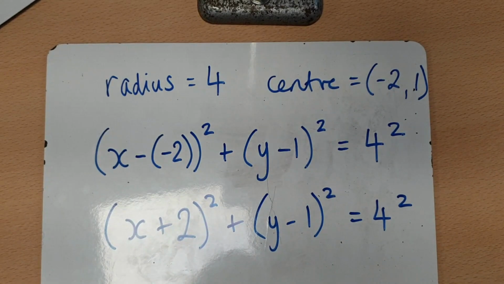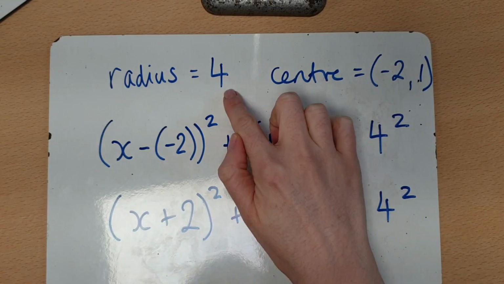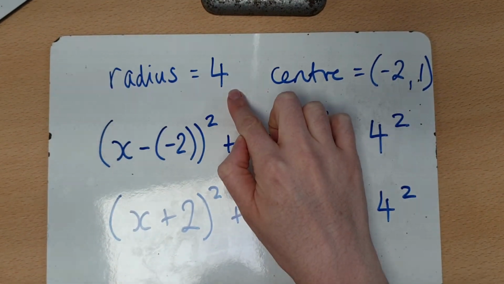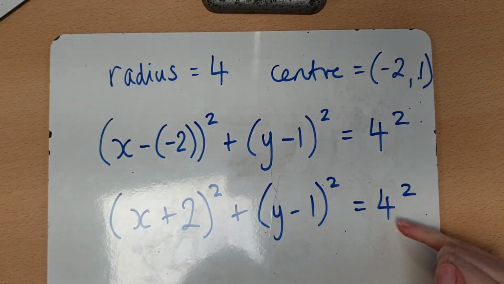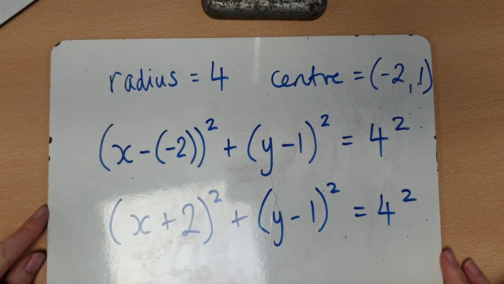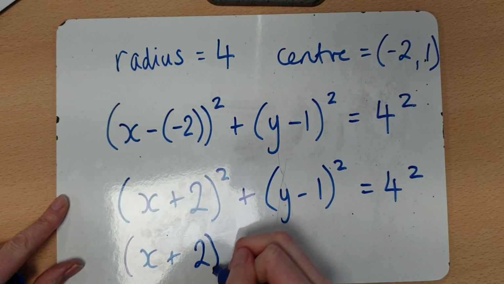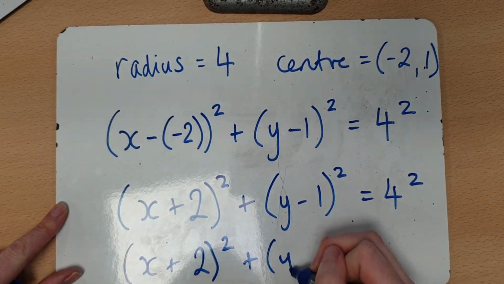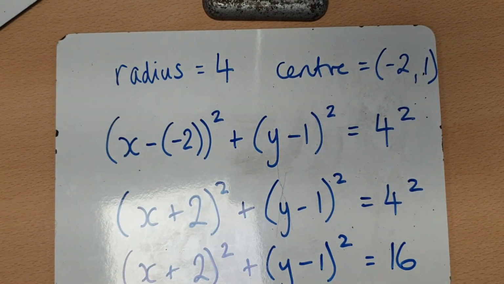Something to note is that whilst the coordinates of the centre can be negative, the radius is always going to be positive, so that's not going to be a negative number. We don't have to leave it in this form where it's 4 squared. We can write it out properly as (x + 2)² + (y − 1)² = 16.